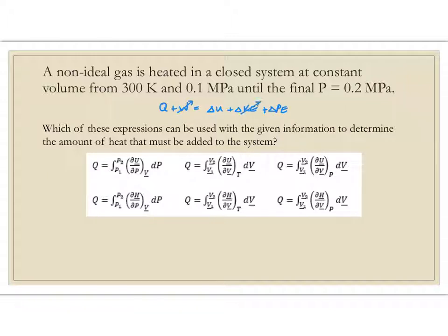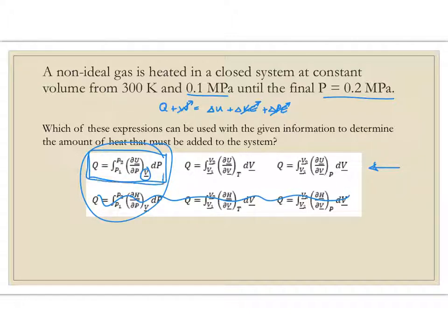And if I further assume that kinetic and potential energy are typically 0, then I have Q is dU. And in this case, the change in U is for a change in pressure. And so I have this set of equations for U. I have these for a change in pressure, plus it's at a constant volume path. And so therefore the only appropriate answer is this one.